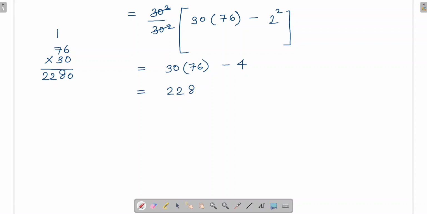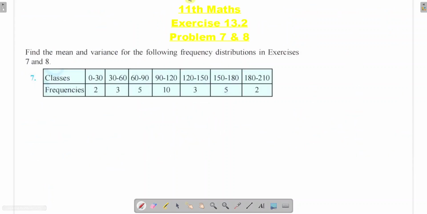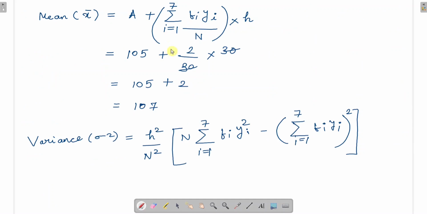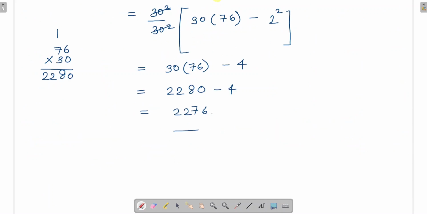So 2280 minus 4, so that means 2276 is the variance. Okay, so this much we had to find. Mean and variance we found out. Mean is 107, variance is 2276.